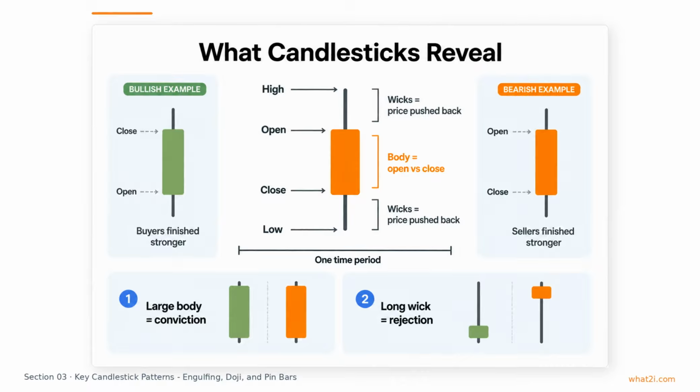A large body often suggests conviction because one side was able to push price strongly by the close. Long wicks, by contrast, often suggest rejection because price was pushed back before the period ended. This makes candlesticks useful not because one candle predicts everything, but because each one reveals how that battle unfolded. For swing traders, that can add important detail to the larger chart structure you have already identified.